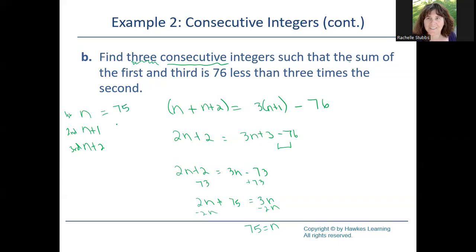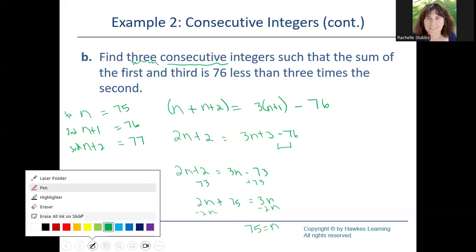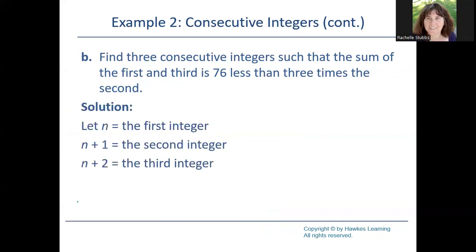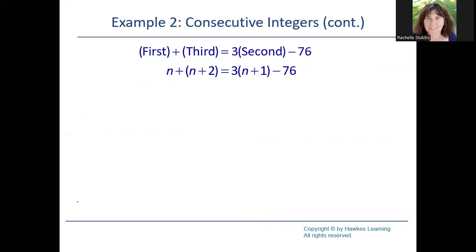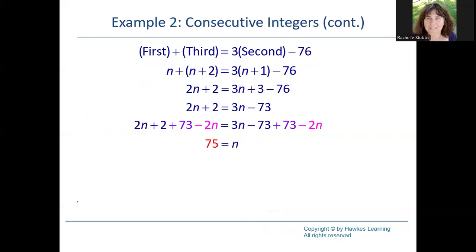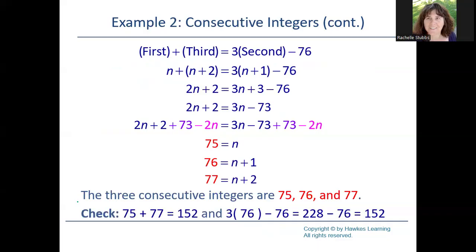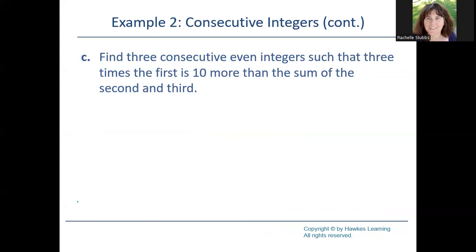My first number is 75. 75 plus 1 more is 76. And 75 plus 2 more is 77. The sum of the first and third, 75 and 77, is 76 less than 3 times the second. So we could check that out. And let's see what they do. They're going to check it for us, I'm pretty sure. And they do. And they are equal, so good.